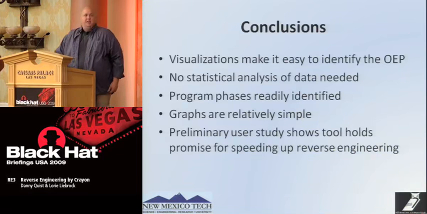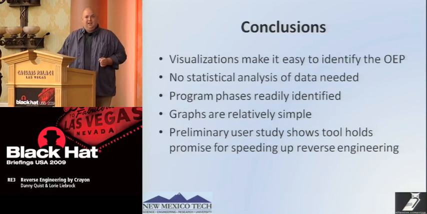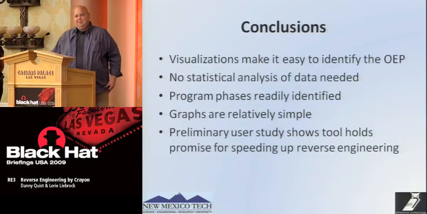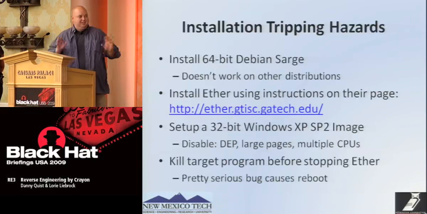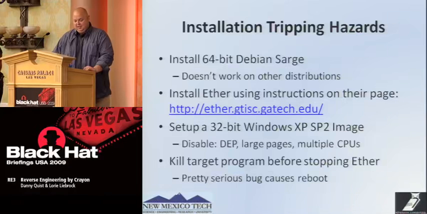Okay, so conclusions. The visualizations make it pretty easy to find OEP. You don't actually have to do any statistical analysis outside of the entropy. The program phases are pretty easy to identify. The graphs are simple. I showed this to some mathematicians I work with, and I was prepping them for complicated graphs because they're pretty complicated to me. And they looked at me and looked at the graphs and giggled, and they said, "That's not there." So they told me to put in a bullet about them being simple. And the preliminary user study says that it holds some promise for speeding things up.